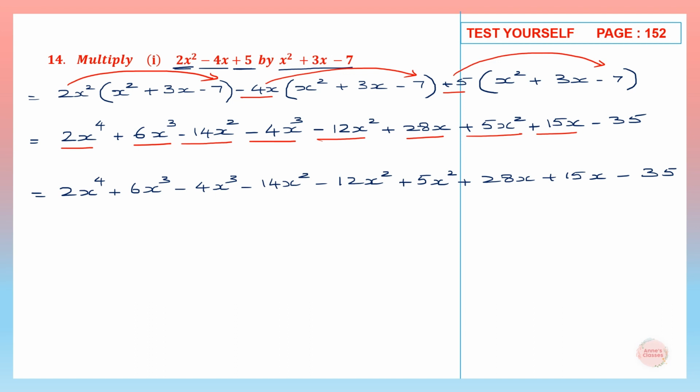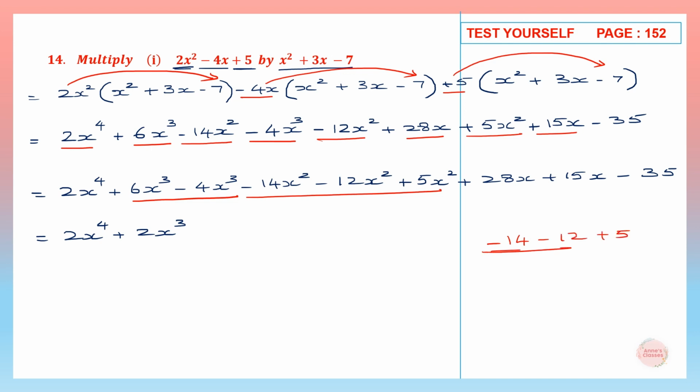Now let's work on all the like terms. As you can see, there's only one here. So let's write that down. So this is 2x to the power of 4. Now let's work on this, x to the power of 3. So here signs are different. Put the sign of the bigger number and subtract, 6 minus 4 is 2. 2x to the power of 3. Now take x to the power of 2. We have 3 here. So here minus 14 minus 12 plus 5. Let's write that, minus 14 minus 12 plus 5.